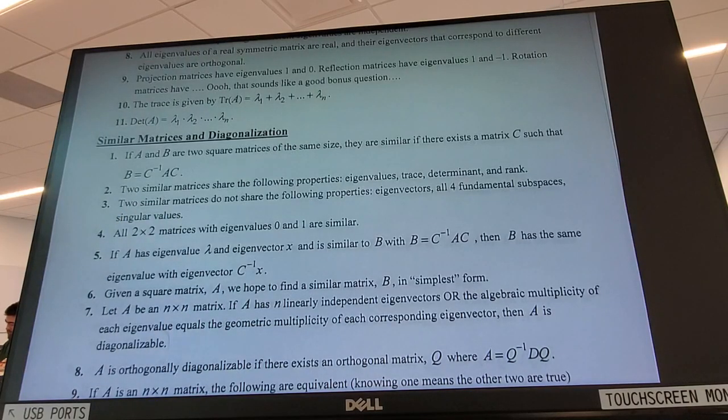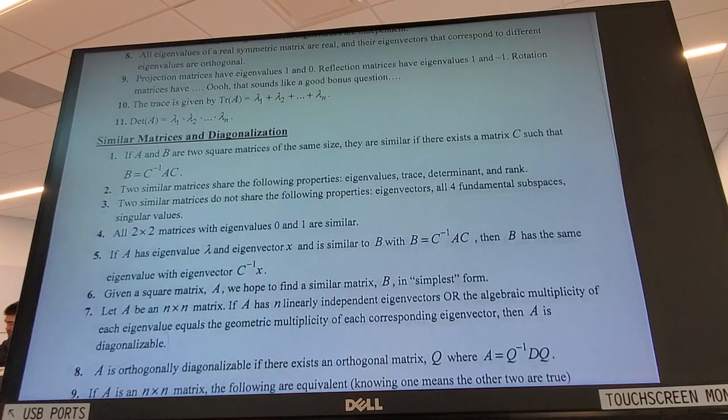So two similar matrices share the following properties. If I know they're similar, they have the same eigenvalues, the same trace, the same determinant, the same rank. If they're not similar, they don't share these properties, which kind of makes sense. Similar is basically a matrix that somehow operates the same way, but on different bases for the space you're working in. So it makes sense they should share certain things, but others no.